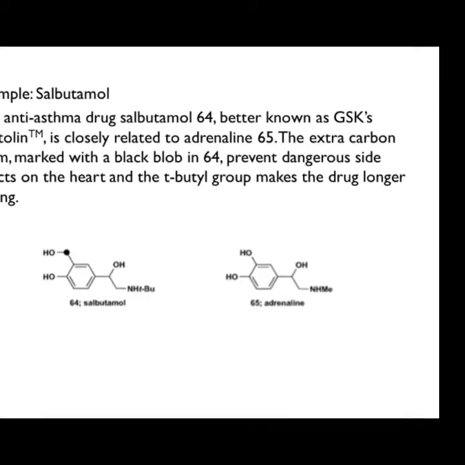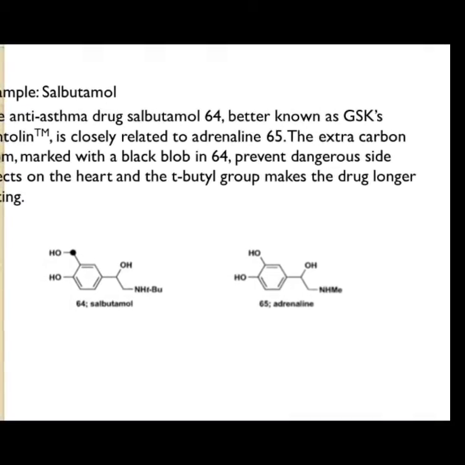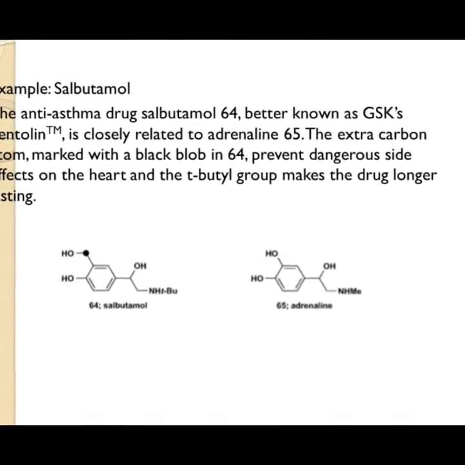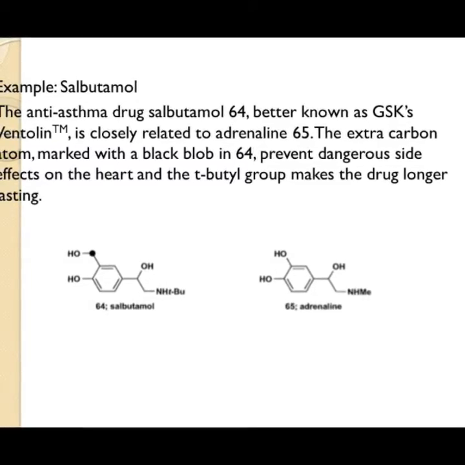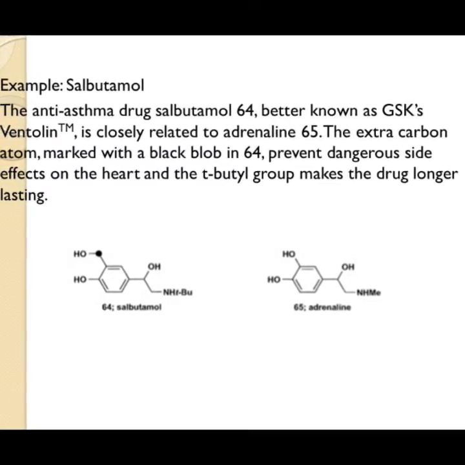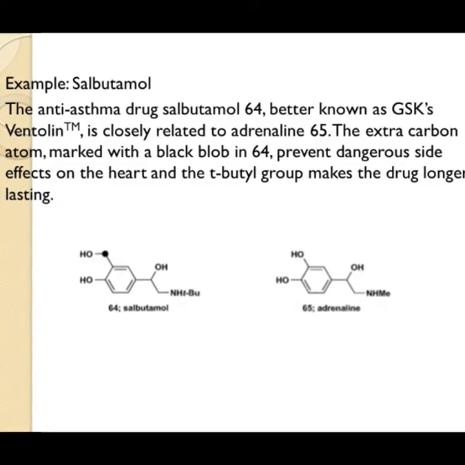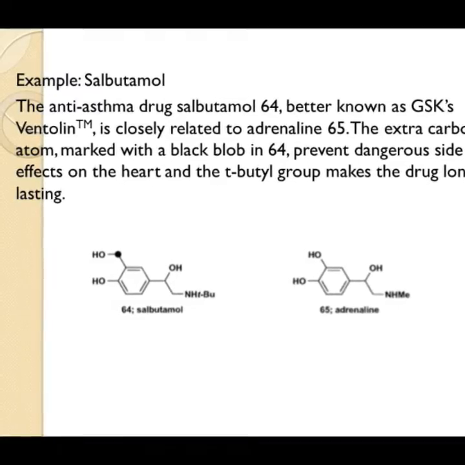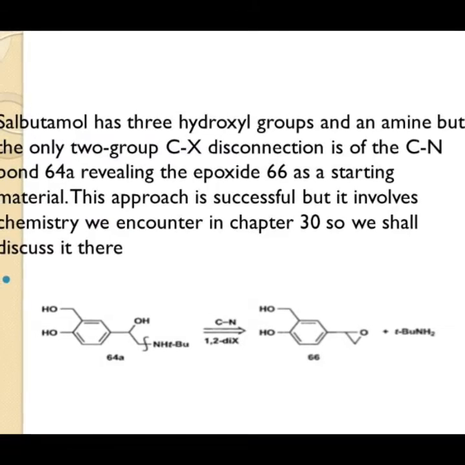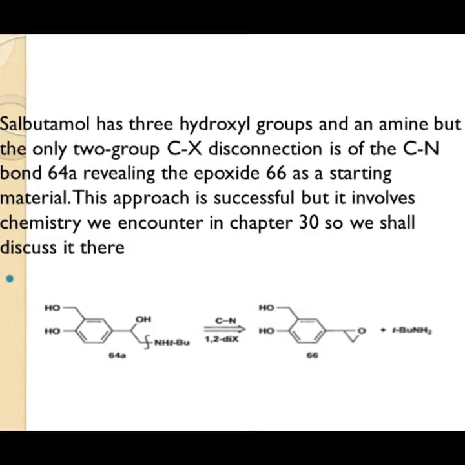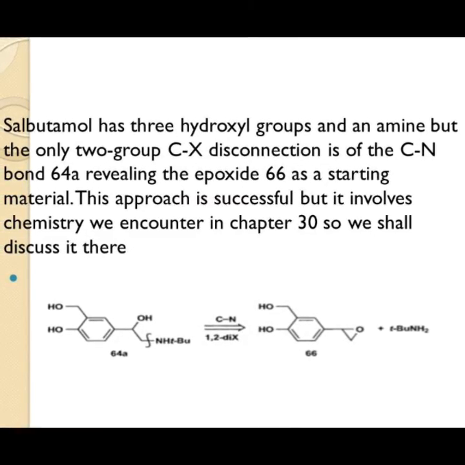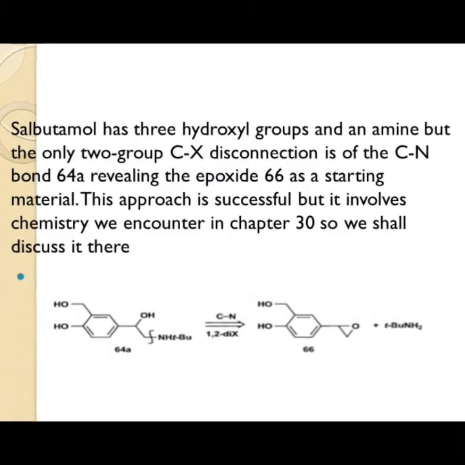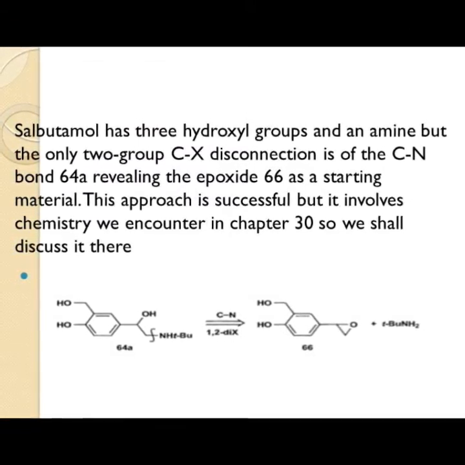Example, salbutamol. The anti-asthma drug salbutamol 64, better known as GSK's Ventolin, is closely related to adrenaline 65. The extra carbon atom, marked with a black blob in 64, prevents dangerous side effects on the heart, and the t-butyl group makes the drug longer lasting. Salbutamol has three hydroxyl groups and an amine, but the only two-group C-X disconnection is of the C-N bond 64A, revealing the epoxide 66 as a starting material.